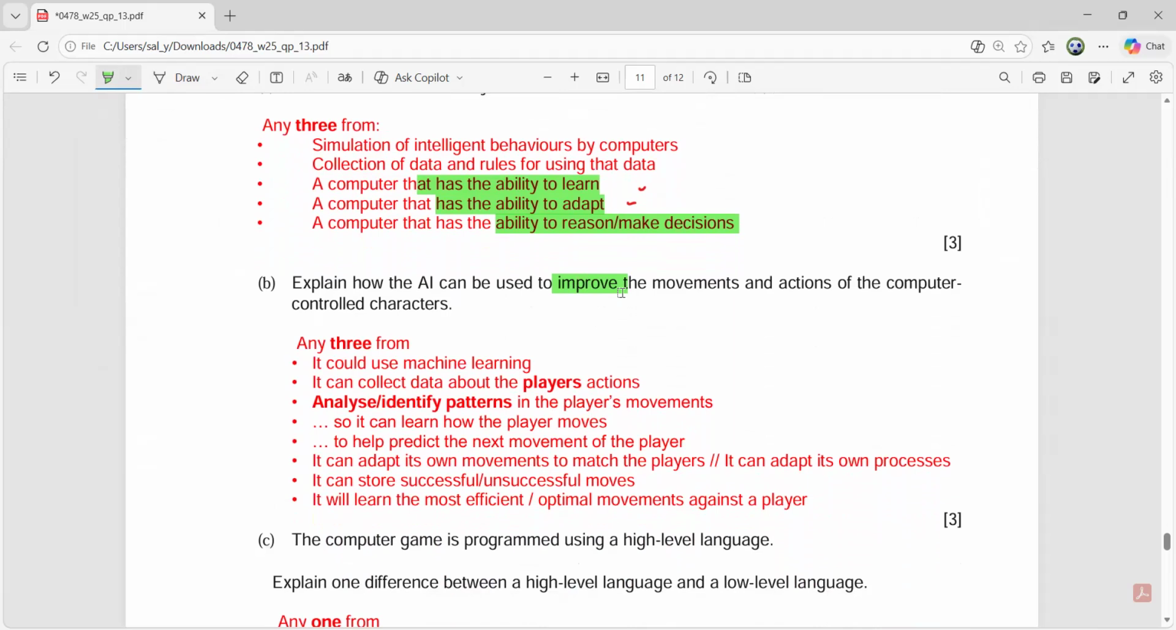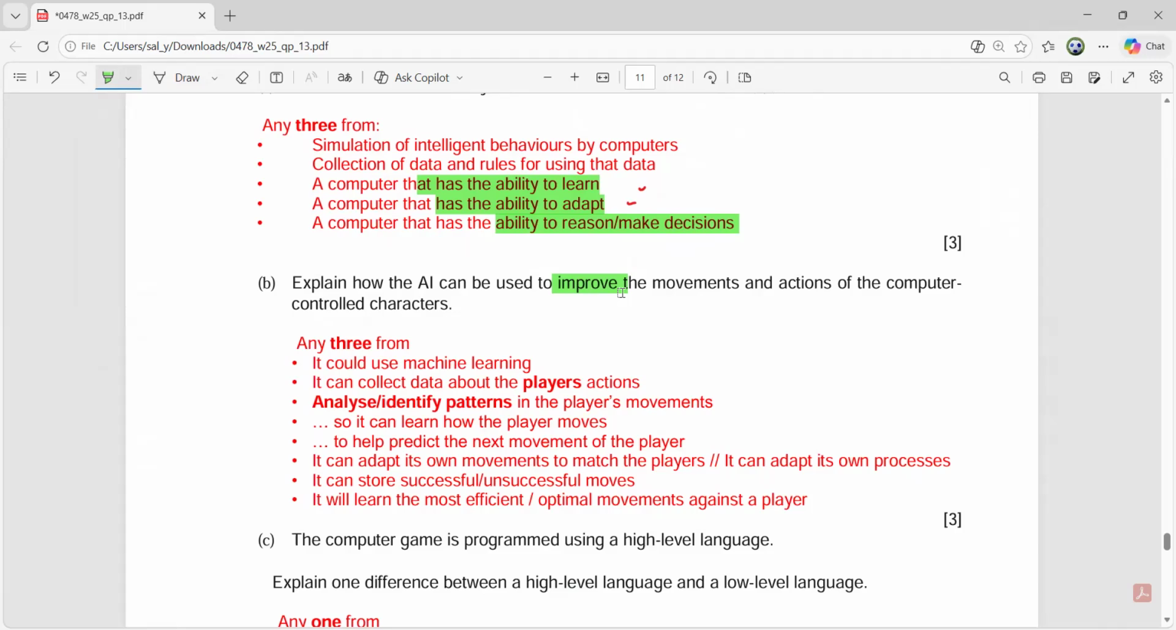So it can learn how the players are moving, and it will help in predicting the next movement of the player. Once the machine learning algorithms are working, they will keep on learning from the players' movements, and they will keep on improving their moves. Also, it can predict what will be the next player movement. It can adapt its own movements to match the players. It can adapt its own processes. It can store successful or unsuccessful moves. It will learn the most efficient or optimal movements against a player.